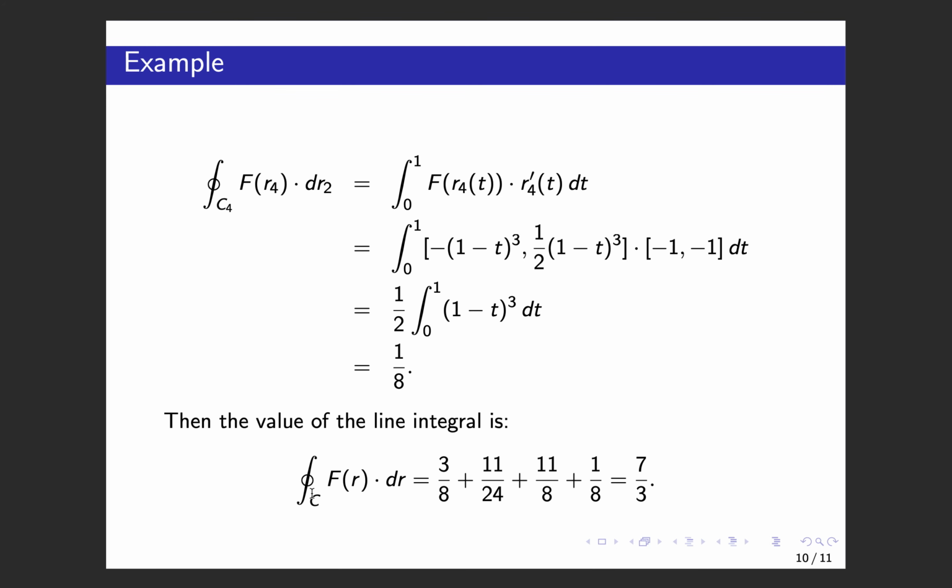Then the line integral over the whole path will be the sum of all those line integrals: 3 over 8 plus 11 over 24 plus 11 over 8 plus 1 over 8 equals 7 over 3. And this is the same value we found in the previous video when we evaluated this double integral using a change of variables. And that's all, folks. Thank you very much.